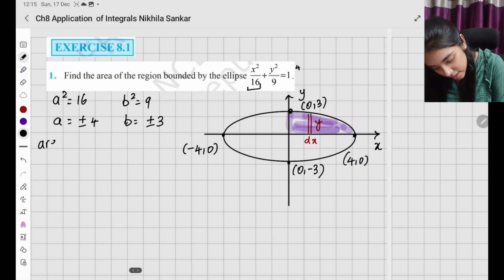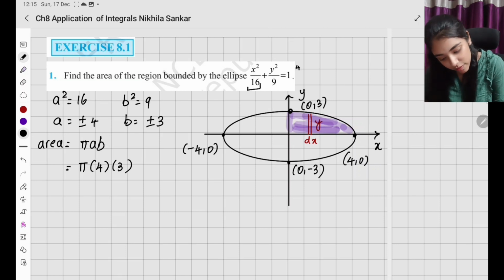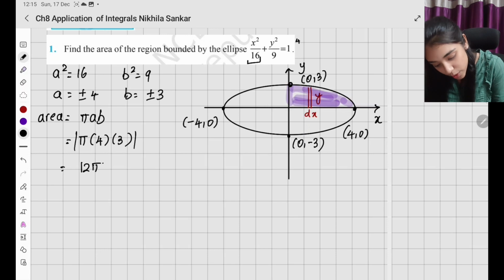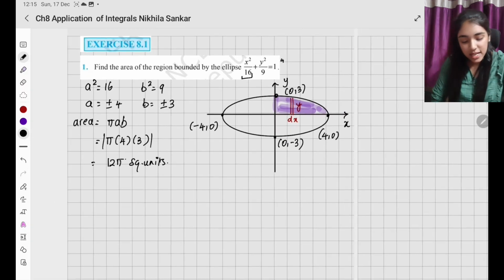Now area equals pi AB. When I substitute, I have pi times 4 times 3. The area is always going to be the absolute value. Correct? So we can put negative, we can put positive. So it is going to be 12 pi square units. Okay, so let's see if we get this by using the formula.